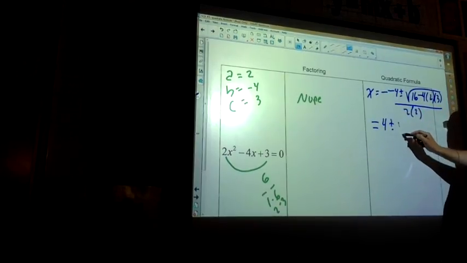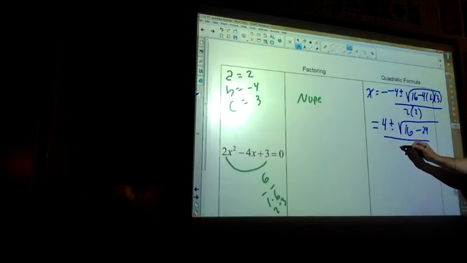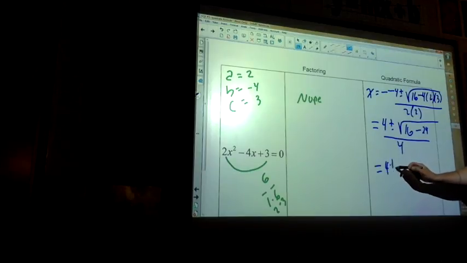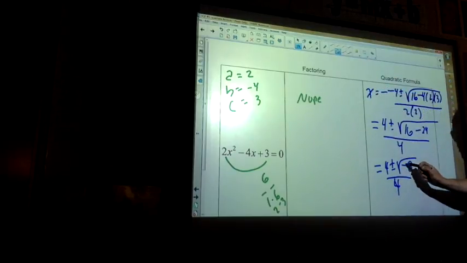Four. All right, ready? Negative 4 times 2. Negative 8. Negative 8 times 3. Negative 24 over 4. Uh-oh. What happened? What happened on this one? What's underneath the radical sign? Negative 8. I have a negative. Note, everybody. Negative.